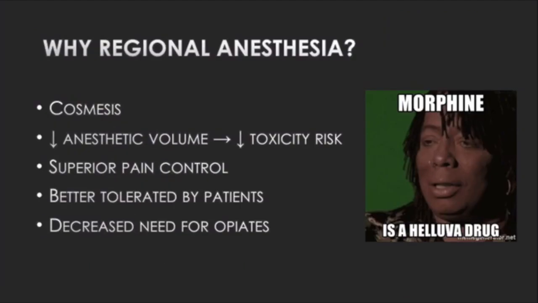So this case is a good example of why regional anesthesia nerve blocks are important. Especially on the face, regional nerve blocks don't distort the tissue the way that local infiltration does, and thus it allows for better precision and consequently better cosmesis. You can also cover a larger area with a smaller volume of anesthetic, and thus you decrease the risk for toxicity.